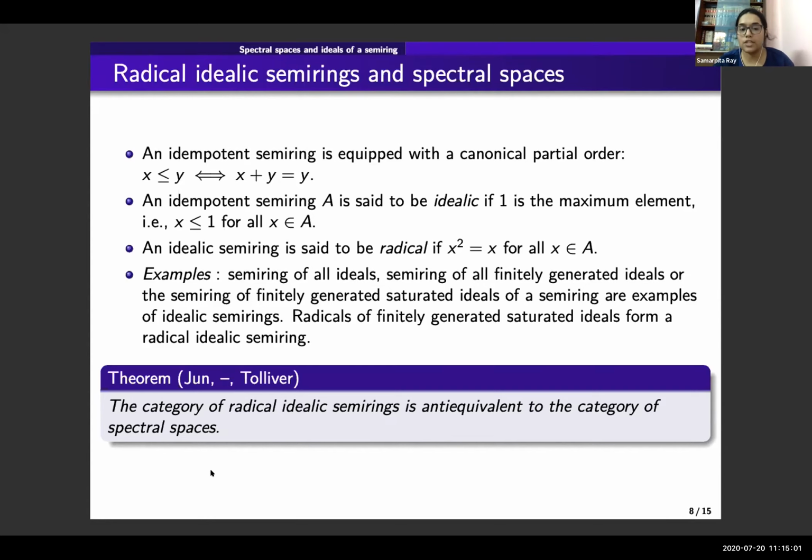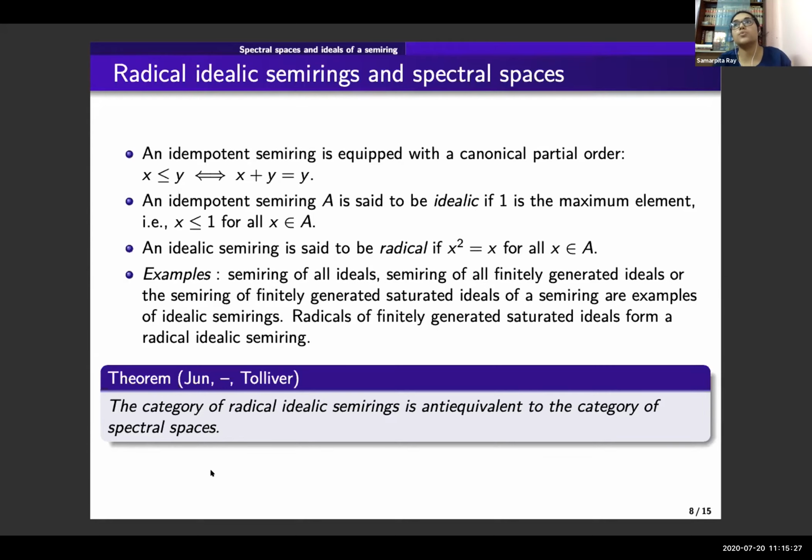In other words, spectral spaces, at the level of morphisms and spaces themselves, like the entire category, are captured by semirings, which didn't hold for rings. So that is also the essence of using these more general algebraic objects like monoids and semirings. This is what Connes and Consani's idea was related to.